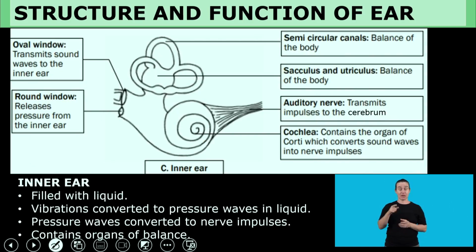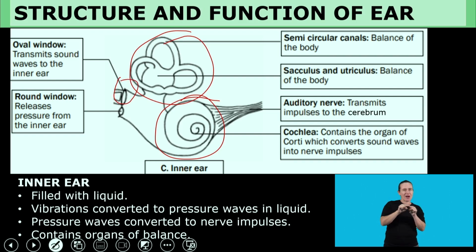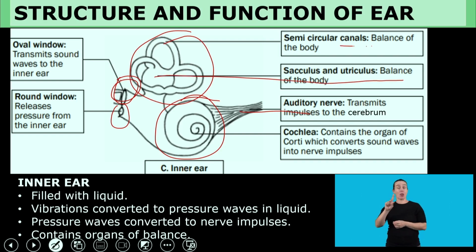The structure and functioning of the ear. So we have, this is the inner ear. We've got semicircular canals, and we've got the cochlea. There is the round window. We've got, this is the oval window. Then we've got the round window. And there is the auditory nerve. And on the semicircular canals, we've got saccule and utricle for balance of the body. And then we've got other parts for the balance of the body that we'll speak about later.